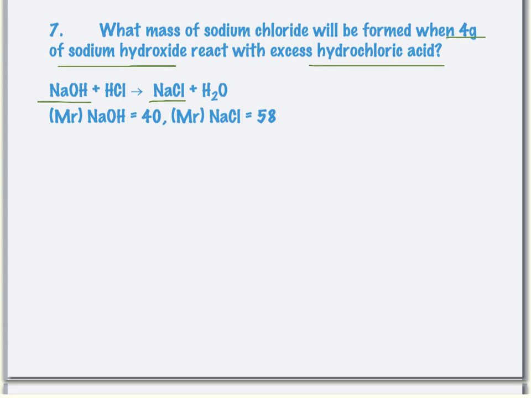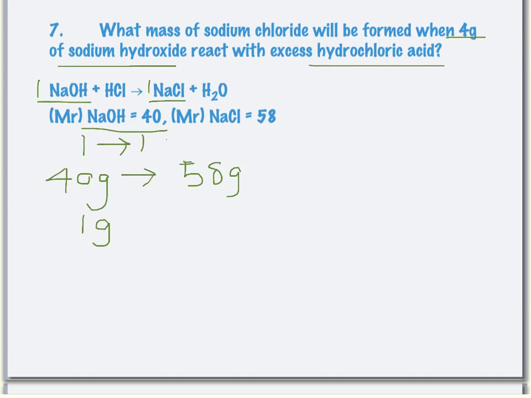So you can see that 1 mole makes 1 mole. 1 mole of sodium hydroxide is 40, so that will be 40 grams. So 40 grams will make 1 mole of sodium chloride, which will be 58 grams. Okay, so 1 mole makes 1 mole. How much will 1 gram make? 1 gram will make 58 divided by 40, which will be 1.45 grams.